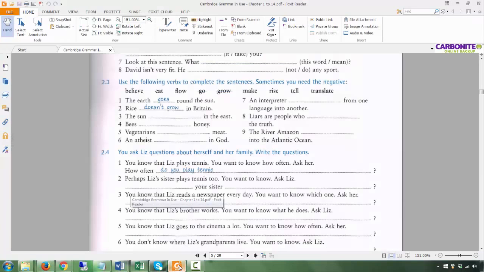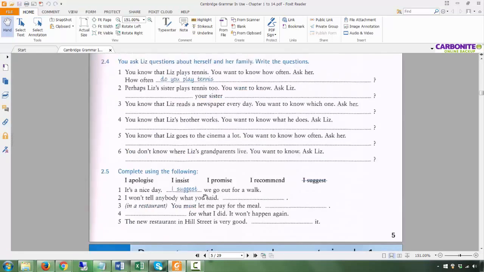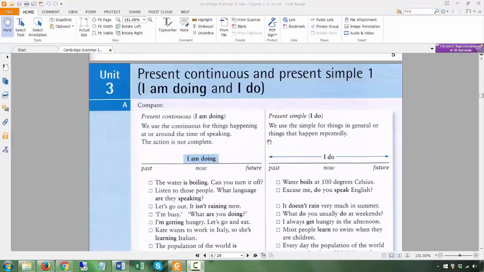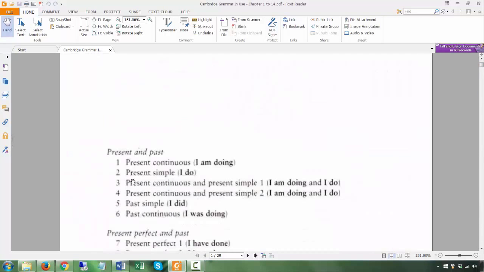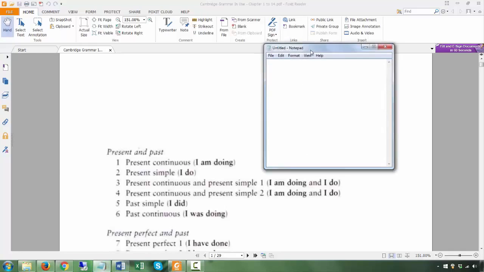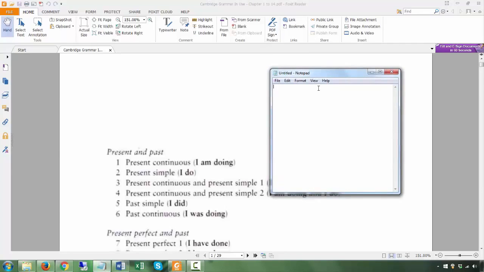Okay, so that is Unit 2. Let's go to Unit 3. Let's go to the contents again. So we did present continuous, we did present simple tense, and now Units 3 and 4 are basically testing whether you understand the difference between present continuous and present simple. As I mentioned before, there are two things you need to know about the tenses.